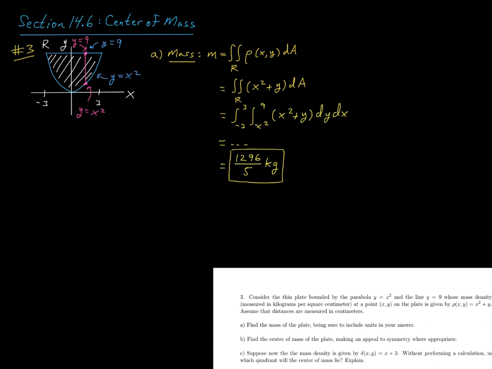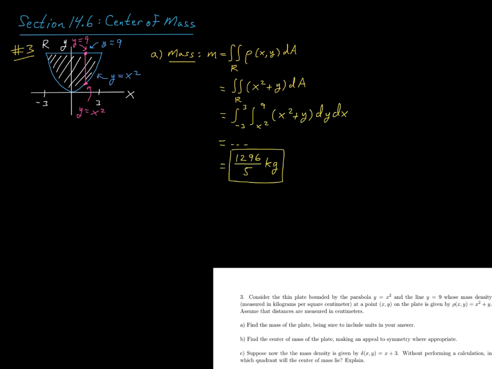And as far as the units go, our density is in kilograms per square centimeter, and our little change in area, since distances are measured in centimeters, will be in square centimeters, so this product will have units of just kilograms, as it should, because kilograms is a unit of mass.